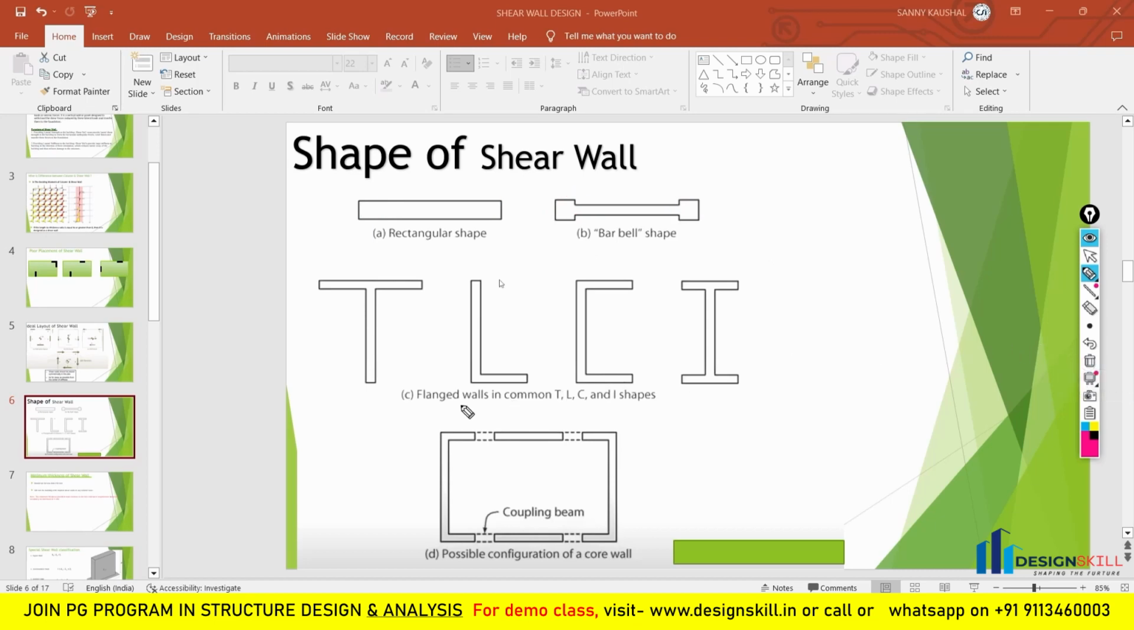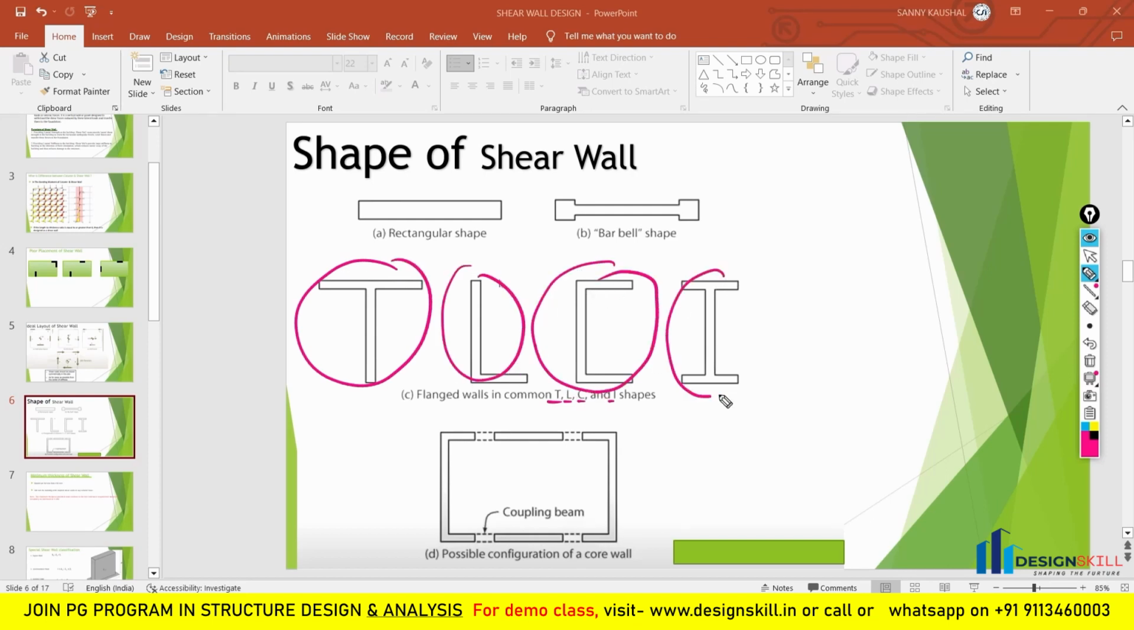Now let us move to the flanged walls, which are T shape, L shape, C shape and I shape. So these are the T shape shear wall, L shape shear wall, C shape shear wall and I shape shear wall. This type of shear wall we also use in our building.